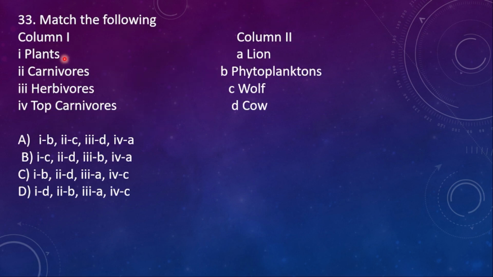Next question, match the following. 33rd one, column 1 with column 2. Plants, here if I know any two, I can guess the right option. One is B, phytoplankton, and in carnivore I can go with C, that is wolf. One is B, and then two is C. One is C. So first option is right.